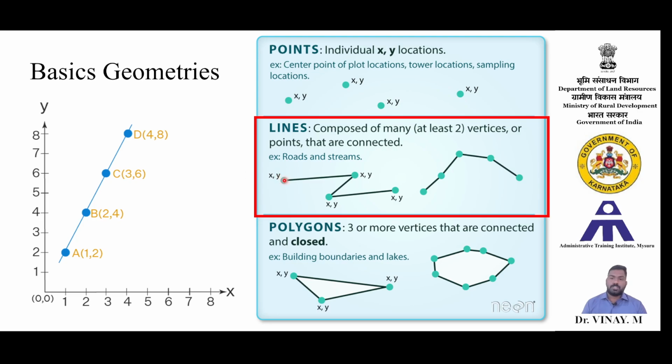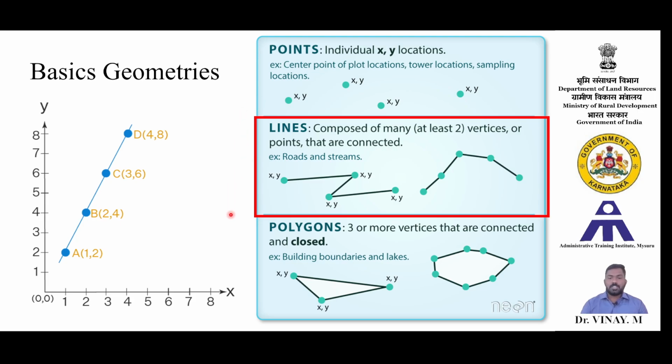These types of lines can be used to represent roads, streams, electric lines, UGDs, whatever network lines. The point can also be used to represent distinct features like tower locations, bore wells, culverts, and permanent survey stones. These survey stones can be plotted with the help of points.